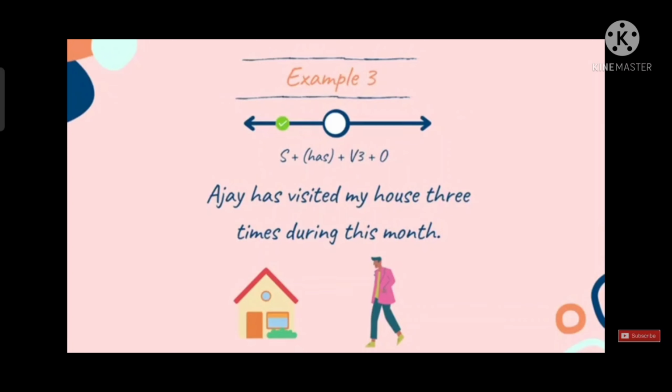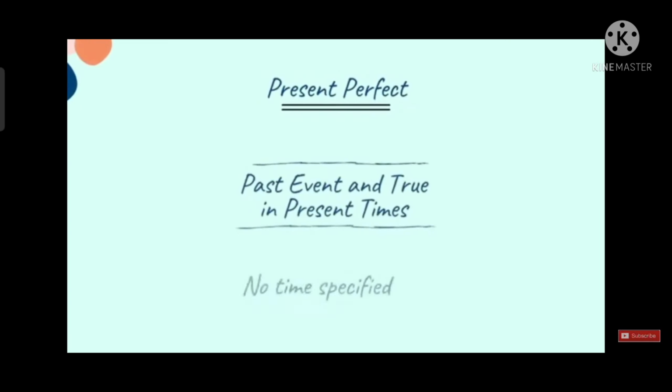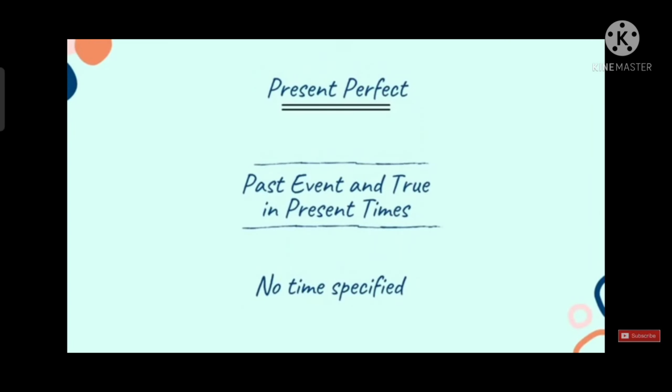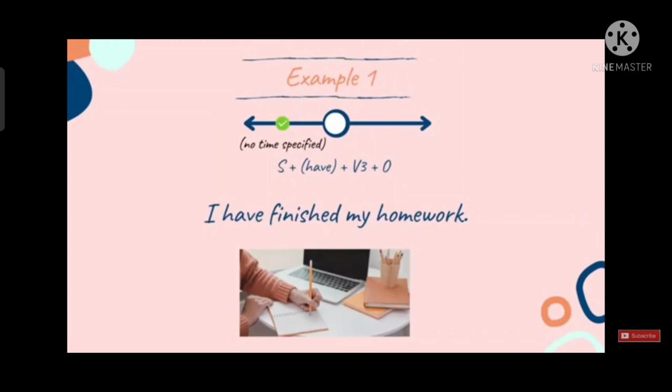Now let's look into another usage of present perfect tense. Present perfect tense is also used when an event happened in the past and true in the present times. However, the time is not specified. Let's look into examples to understand it. I have finished my homework. My activity of finishing homework is completed and is still true in the present. However, the time is not specified. So we have used the present perfect tense here.